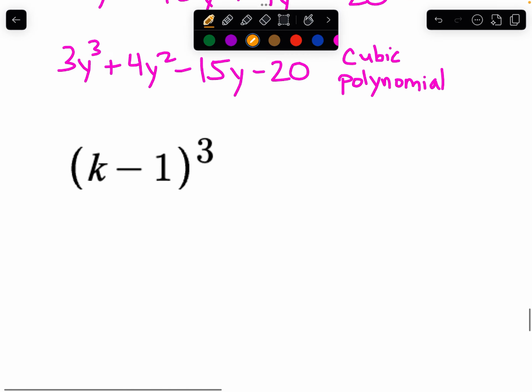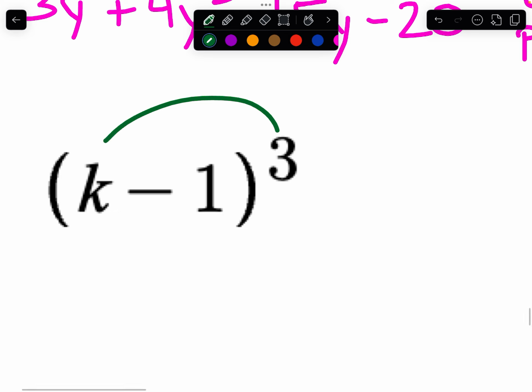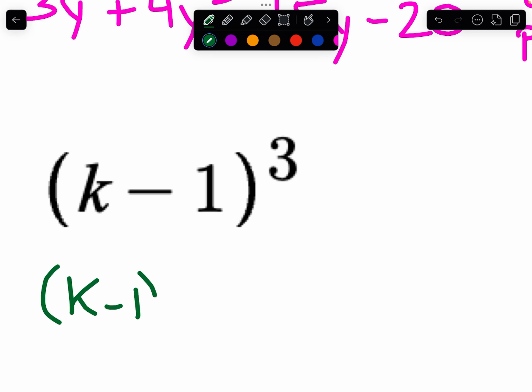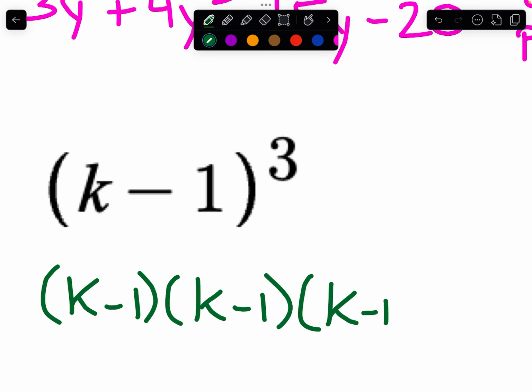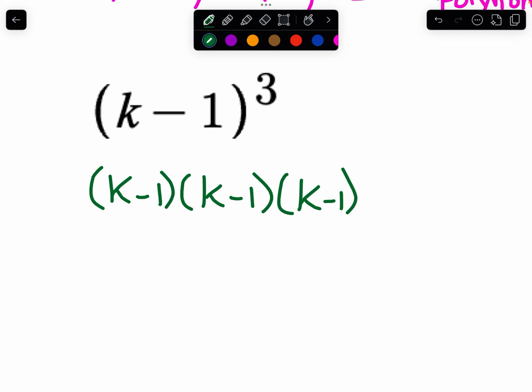Let's end with k minus 1 to the power of 3. Now here again, the incorrect way to do this would be to just take k cubed, negative 1 cubed, and call it a day. Remember, to cube an expression means to have 3 factors of that expression. K minus 1 times k minus 1 times k minus 1. So we have to expand this product. We've got to multiply all of this stuff out.